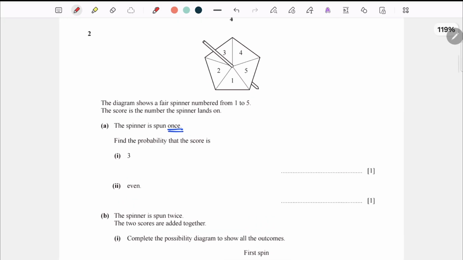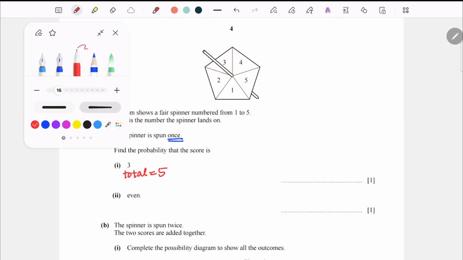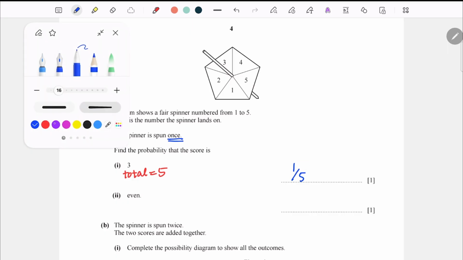So the total outcomes are 1, 2, 3, 4, 5. So the total number of outcomes is 5. This will basically be our denominator. Now 3 is present on the spinner only once, so the possibility for a 3 being shown is only 1. So the final answer will be 1 over the total, that is 5. 1 over total. I'll write the formula.